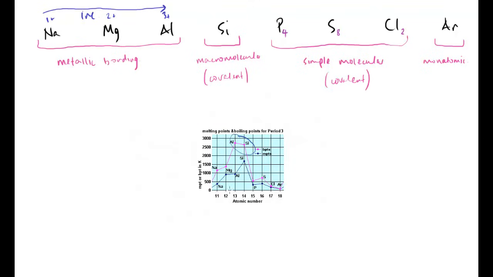Talking general points here, the rest of them. But you are expected to be able to explain what's happening across the period here, and certainly the different type of bonding that's present. And also, really, really important, they expect you to know that phosphorus is P4, sulfur is S8, chlorine is Cl2. That is expected of you.